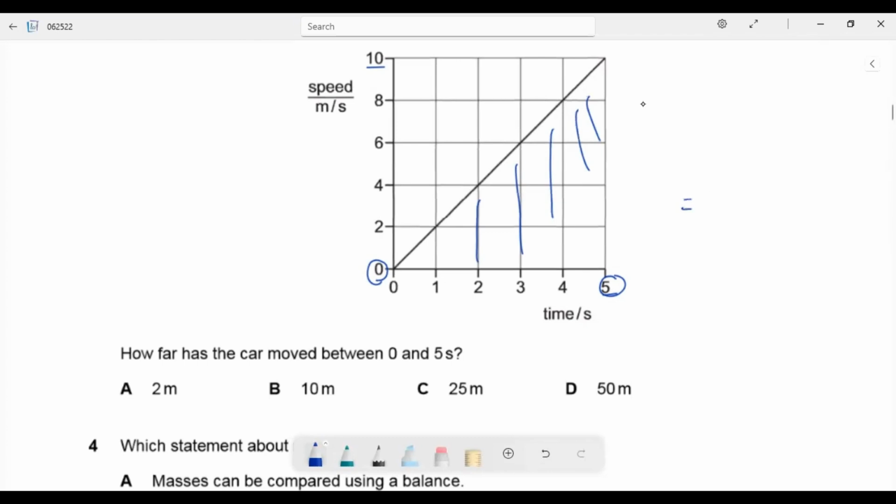So that can be written as, it is a triangle, half into B into H. Half into, here the time is 5 and the height is 10. So it is half times 5 times 10, that is 25 meters. So the right answer is C, 25 meters.